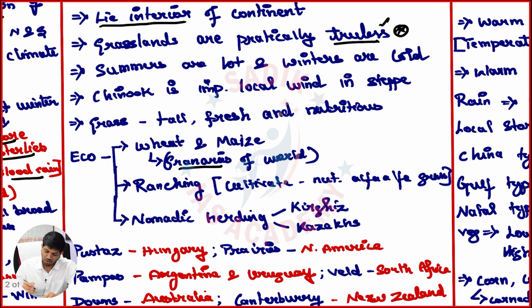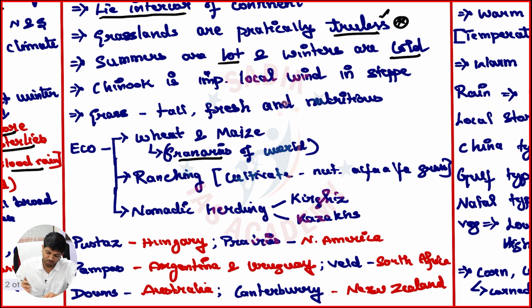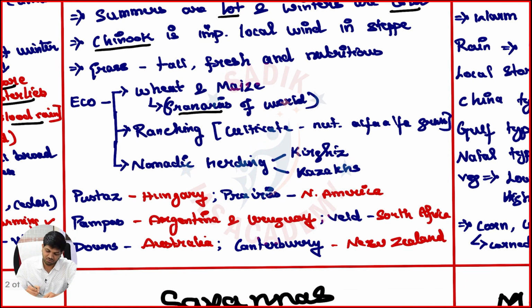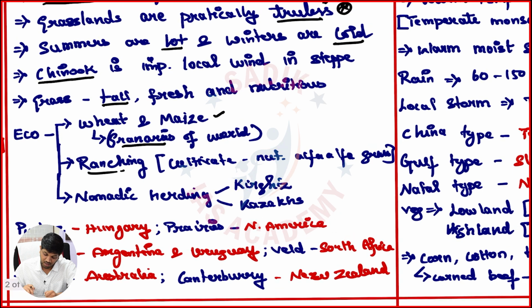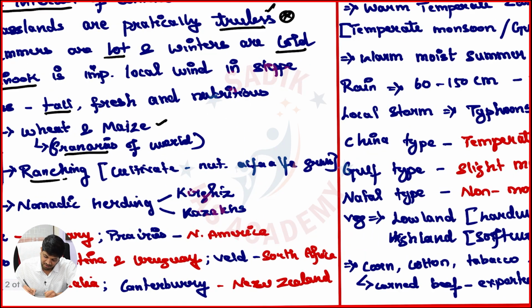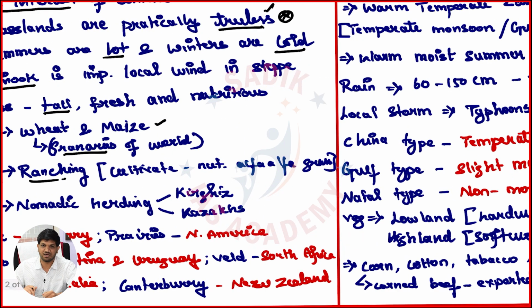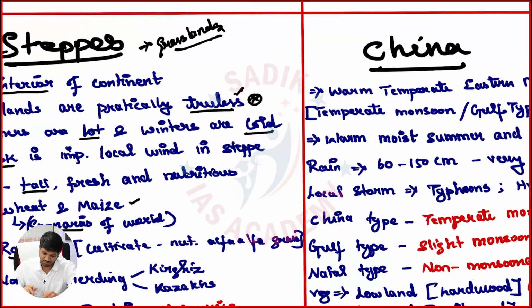And summers are hot and winters are cold. And Chinook is an important local wind in the steppe region. And grasses will grow tall, fresh and nutritious. And the economic activities are wheat and maize cultivation, ranching and nomadic herding. Okay, and for this ranching, alfalfa grass is cultivated in this region.